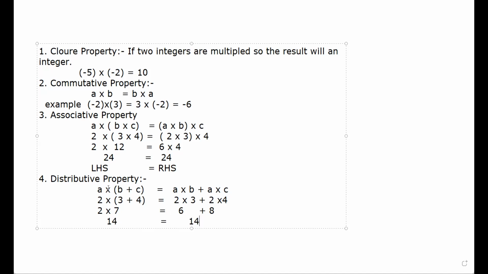This property is called distributive property, where A is common between B plus C. So we have to expand it. This will become A into B plus A into C. This is what the property is all about, distributive property.